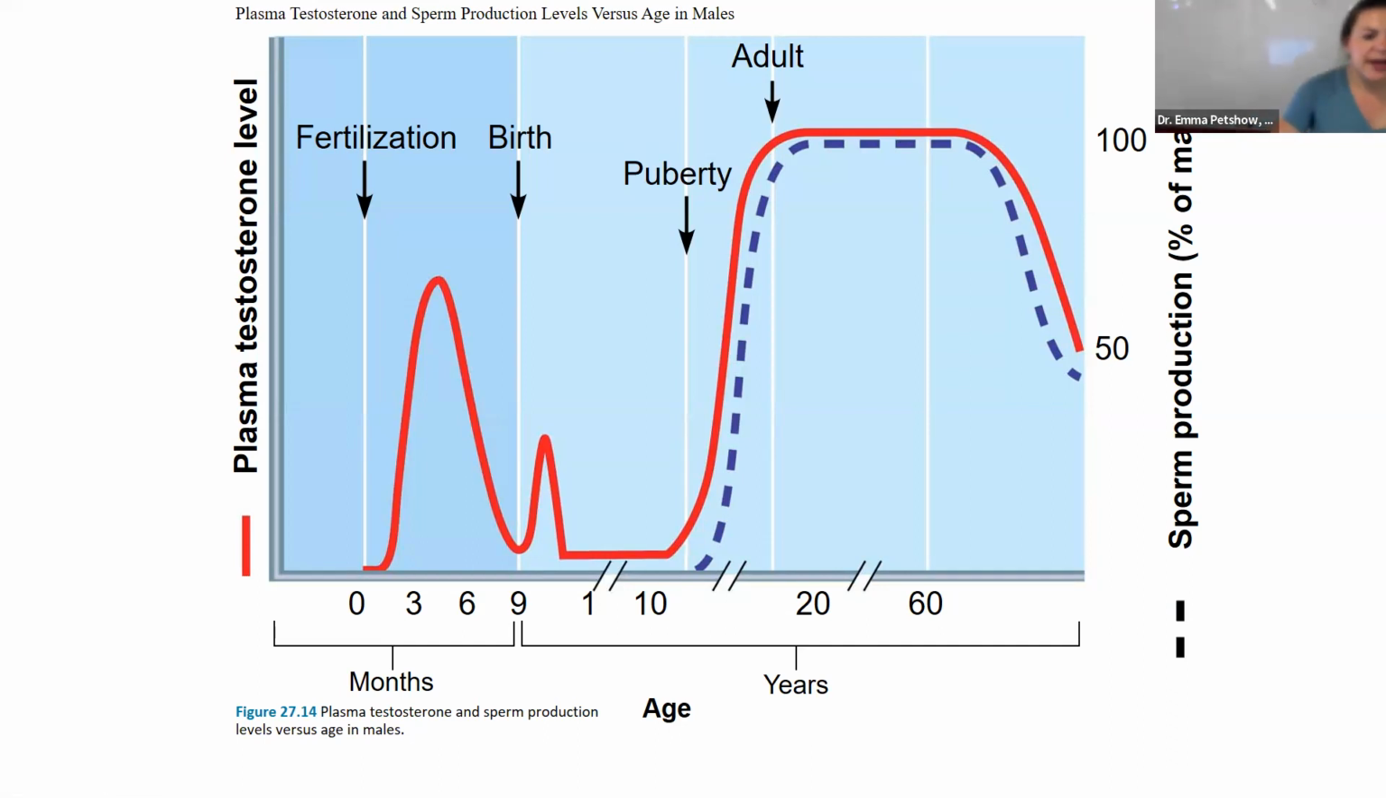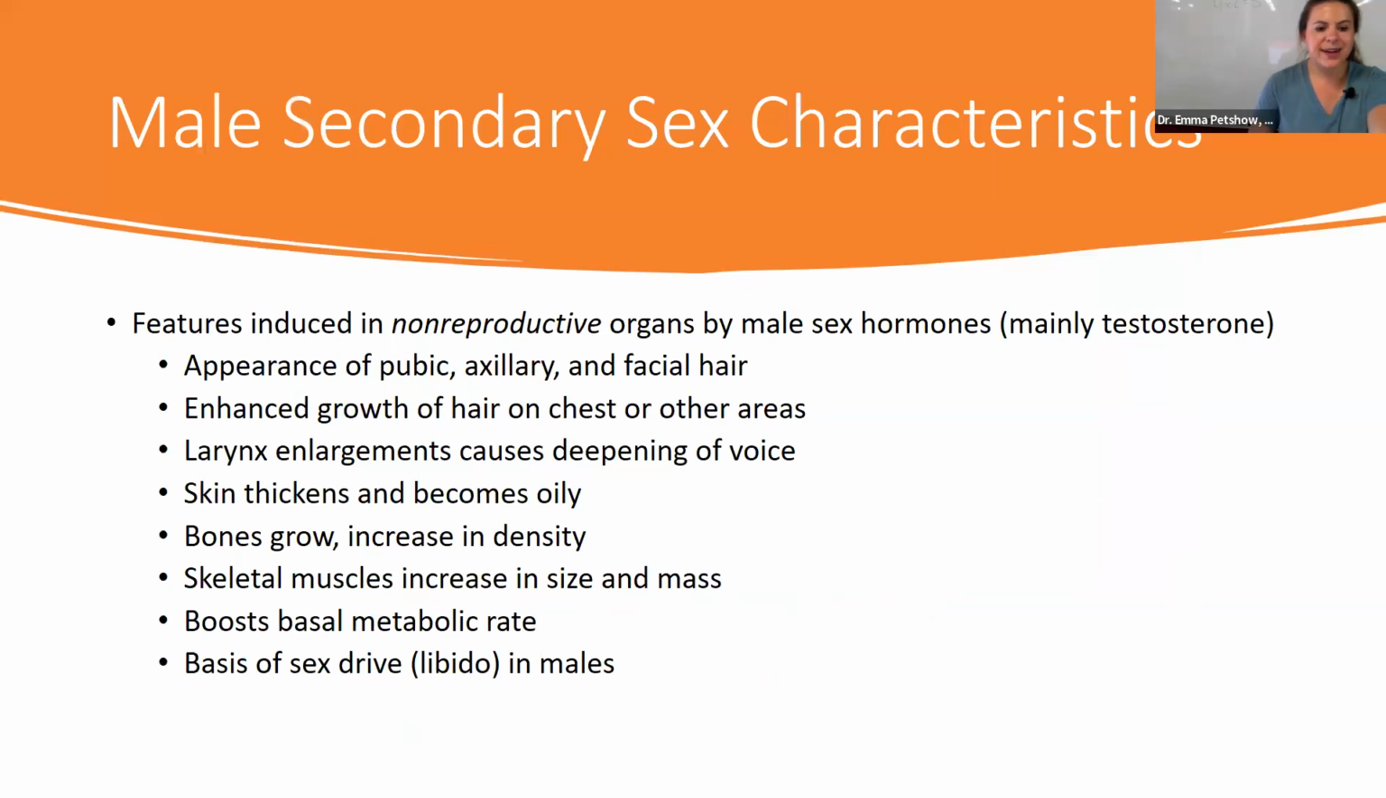So you could say there's 3 spikes: one during fertilization, when that differentiation happens, one right after birth, and then one at puberty into adulthood. These are secondary sex characteristics for males. If you don't know, I listed them here for you.